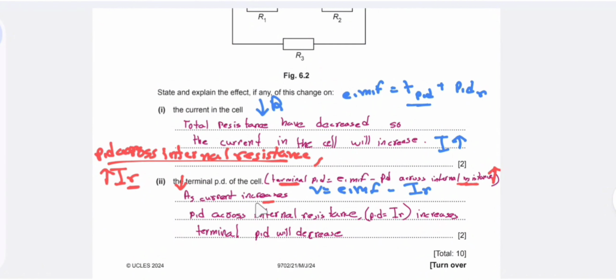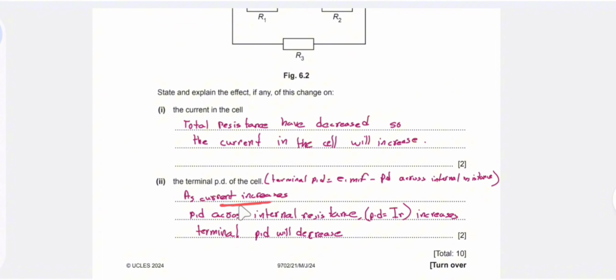As the total resistance has decreased due to the parallel combination, the current increases, and the potential difference across the internal resistance, equal to Ir, increases. EMF minus the potential difference is the terminal potential difference, and since we have to subtract a bigger value, the final answer is smaller. Therefore, the terminal potential difference is less.